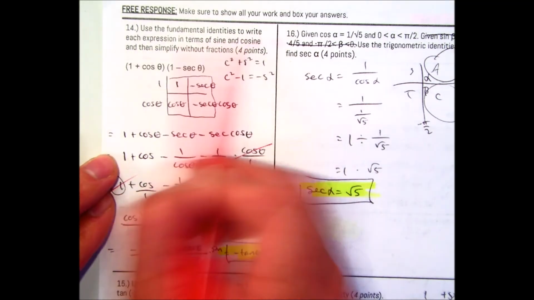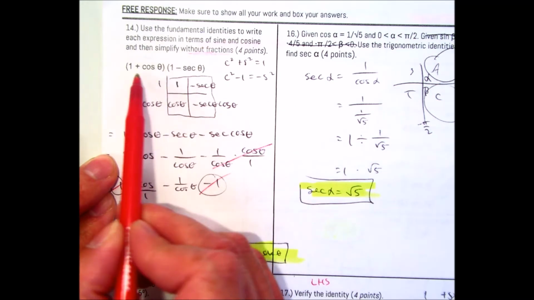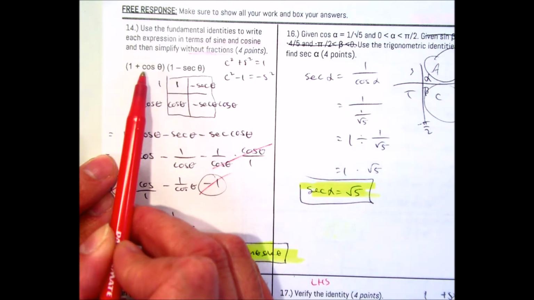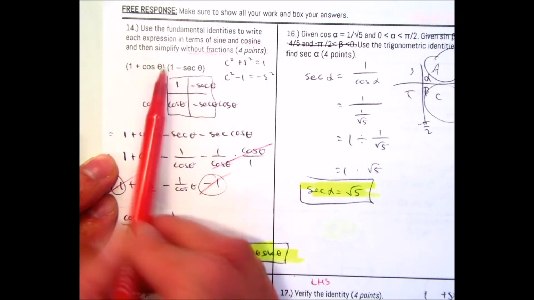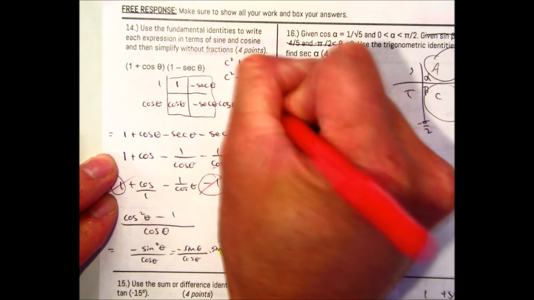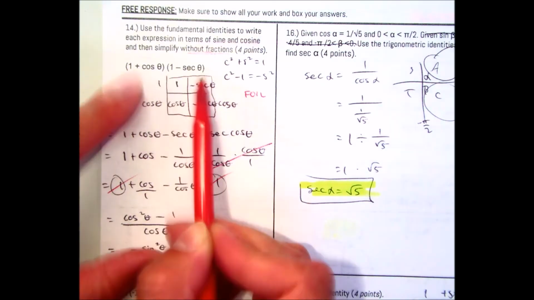Use the fundamental identities to write each expression in terms of sine, cosine, and then simplify without fractions. The temptation for students is always to think, change them into sine and cosine first. But if you realize what the problem is set up for, it's set up for FOIL. First, outside, inside, last, or I did the box.